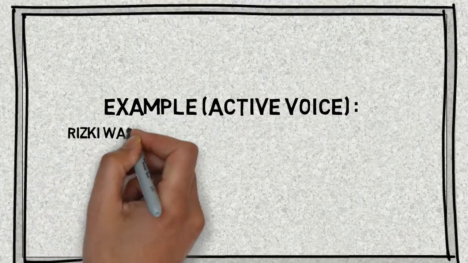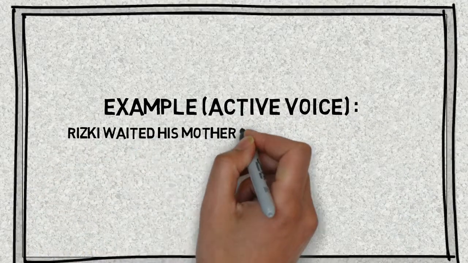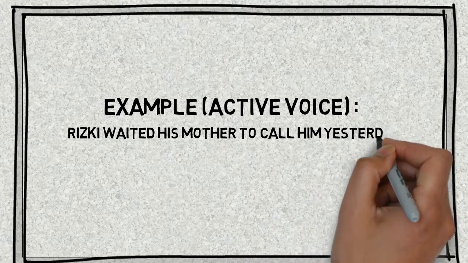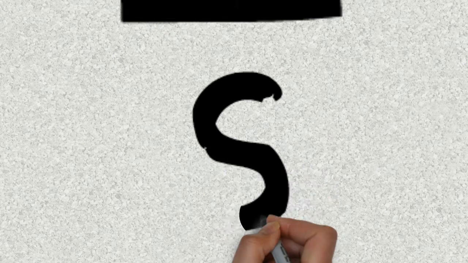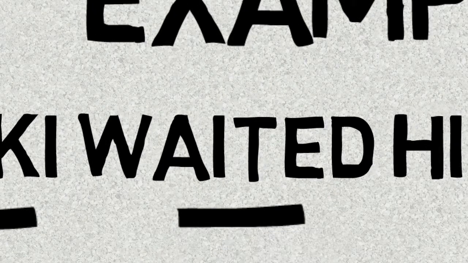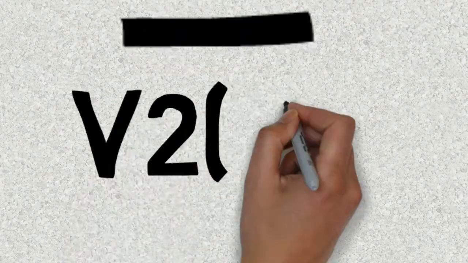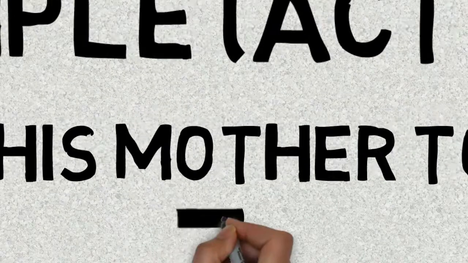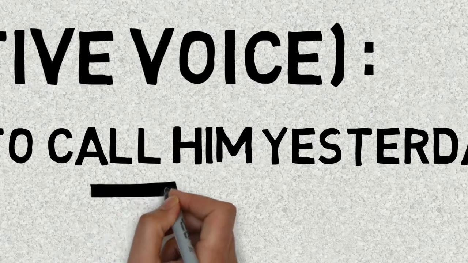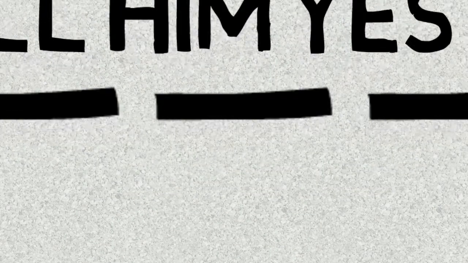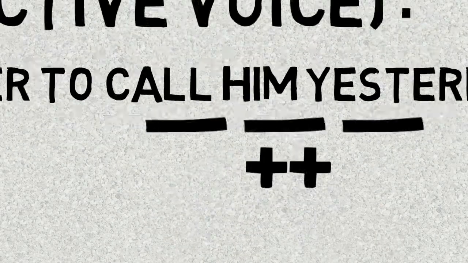From this video we can get an example for the active voice. Rizky waited his mother to call him yesterday. Rizky is the subject, waited is the verb 2 or ed, his mother is the object, and to call him yesterday is the informal information.